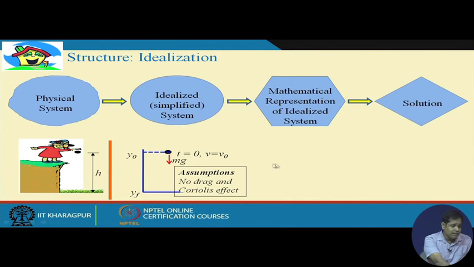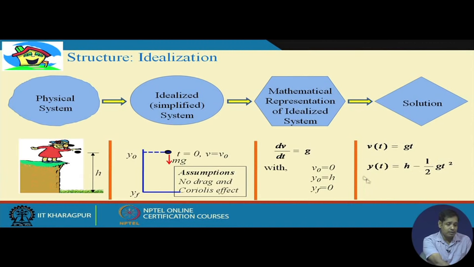Now, once you have idealized the system, the next step is the representation of the system through some equation. This can be represented by this simple equation. This is the governing equation, and it is subjected to these initial conditions. Once this model is with us, the next step is to solve this equation with these initial conditions, and finally the solution of this equation is this. So you see, this is the solution of this model.